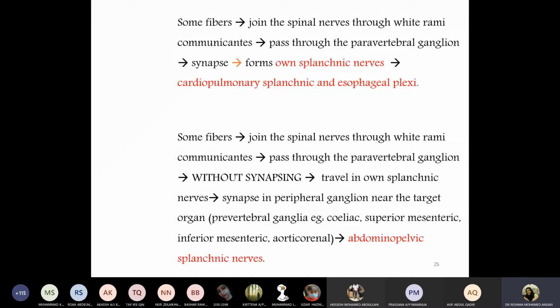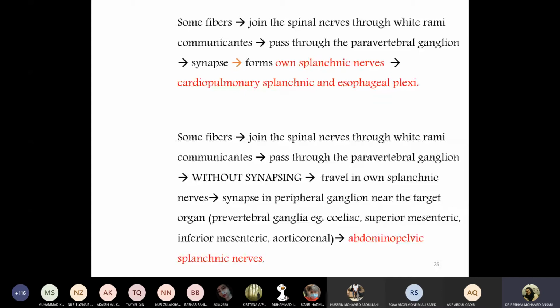So the first type, they synapse and they go via gray and white rami communicantes. The second type, they synapse, but once they synapse, they don't go via gray rami. They directly go to the heart, lung and esophagus. The third type, they go to the paravertebral ganglion, but they just pass through. They never synapse. There is no transfer, no information passed there, no moderation of the neuronal information. They just take splanchnic nerves.